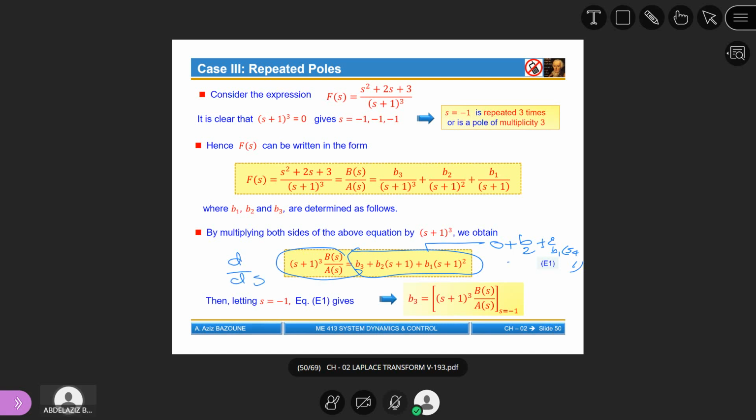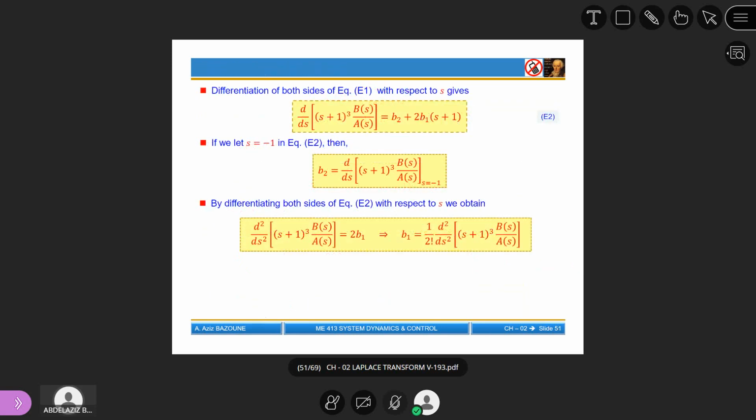Now substitute S equal to -1 here and you will see what we get. If you substitute S equal to -1, this term will disappear, and then you will have B2. B2 will be the derivative of this term with respect to S. Is this clear, everyone?